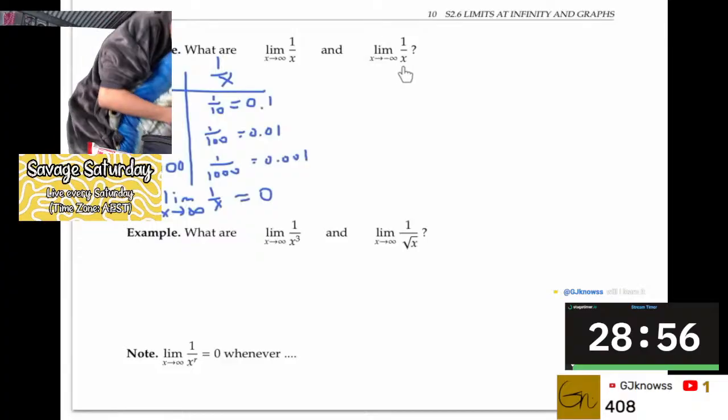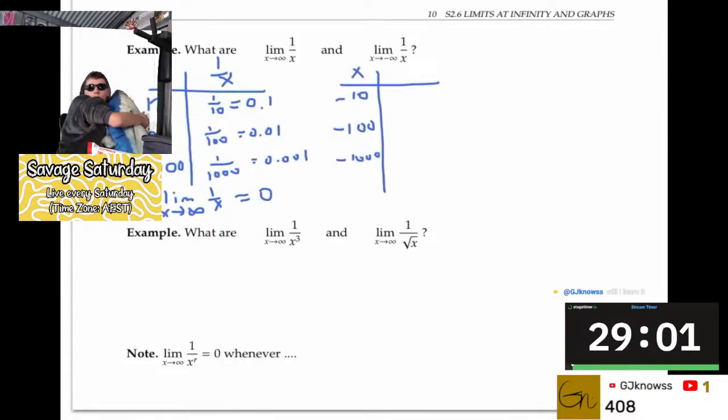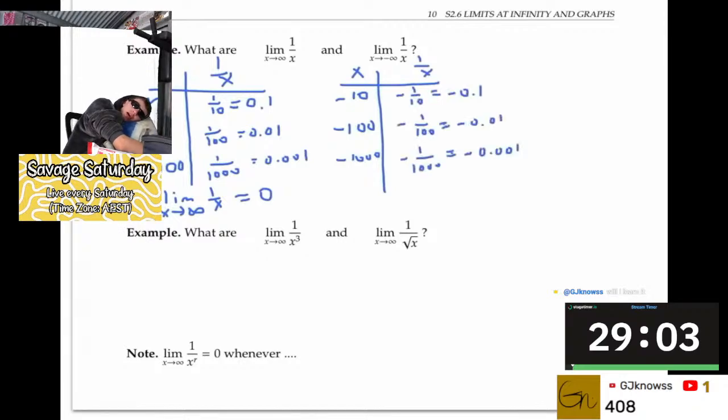To find the limit of 1 over x as x goes to negative infinity, let's look at what happens as x goes through negative numbers that are larger and larger in magnitude. Now 1 over x goes through numbers that are negative, but they're still getting smaller and smaller in magnitude. So the limit as x goes to negative infinity of 1 over x is also 0.